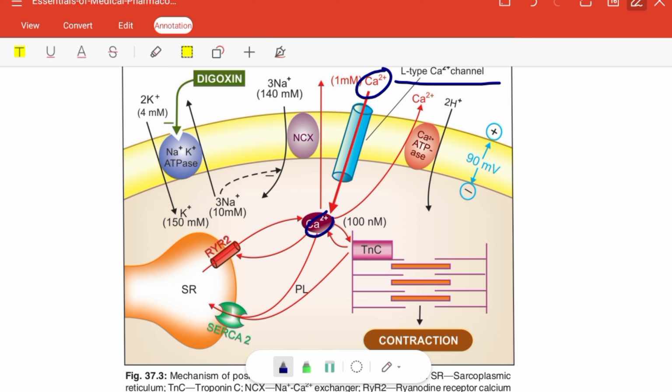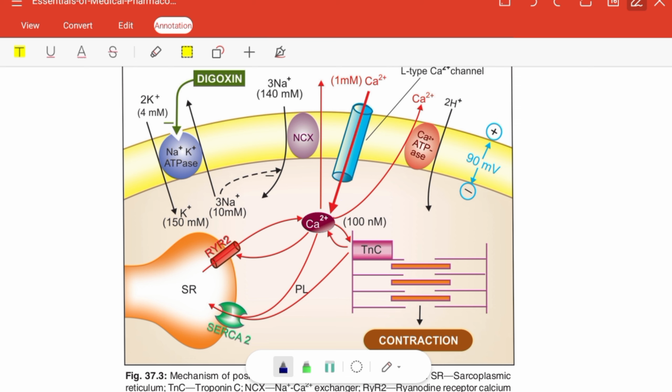This calcium now binds to the RYR2 receptors present on the sarcoplasmic reticulum. This binding causes the abundant release of calcium into the cytoplasm. When there is abundant release of calcium in the cytoplasm, it binds to the troponin C and causes contraction of the myocardial cell.